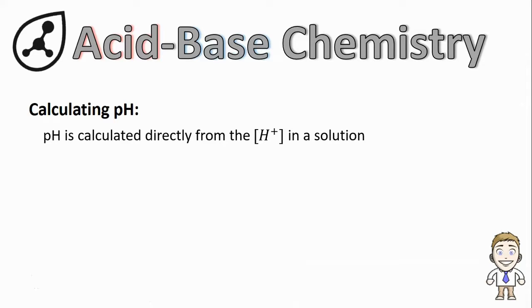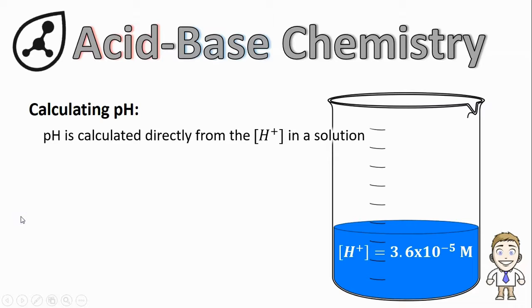Let's close the video by looking at how to calculate a pH value for yourself. pHs are calculated directly from the H+ concentration in a solution. So here's an unknown solution with an H+ concentration of 3.6 times 10 to the minus 5. The formula for calculating pH is taking the negative log of the H+ concentration you are given.